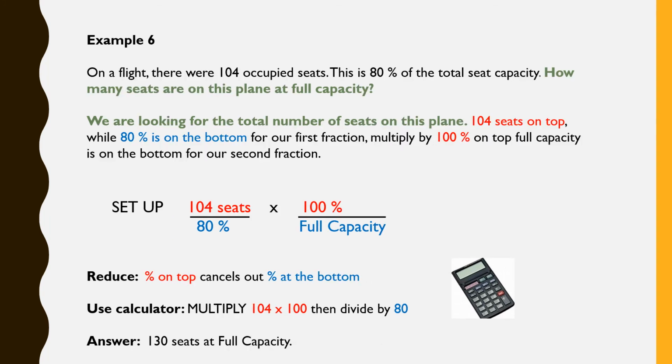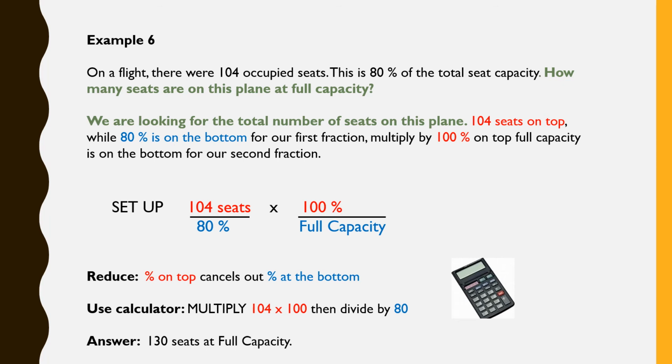Example 6. On a flight, there were 104 occupied seats. This is 80% of the total seat capacity. How many seats are on the plane at full capacity? We're looking for the total number of seats on this plane. So 104 seats on top, while 80% is on the bottom for our first fraction. We then multiply by 100%.